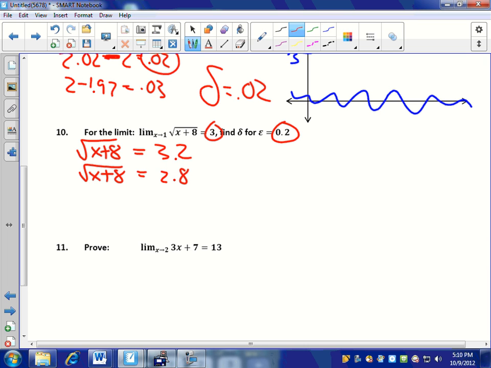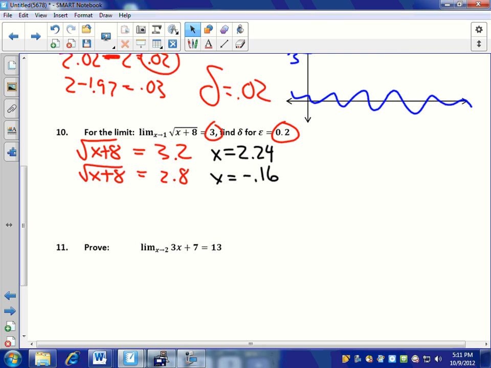And I'm trying to come up with x values. Square both sides and add the result, and you get x is equal to 2.24 and x is equal to negative 0.16.